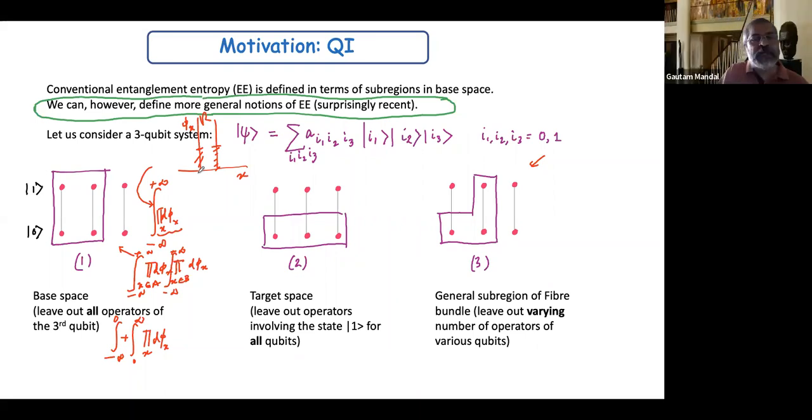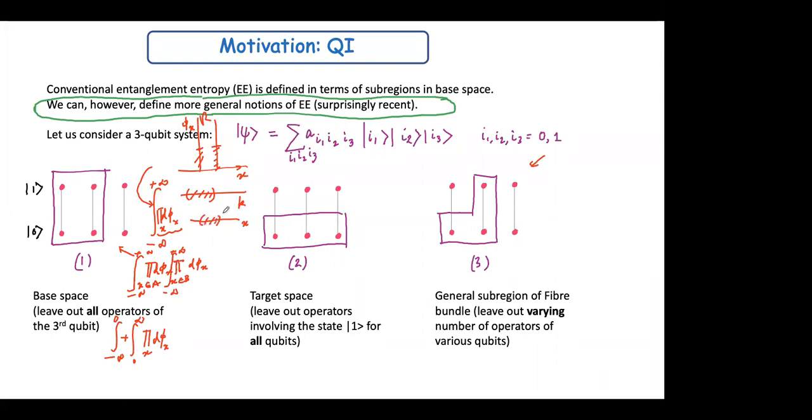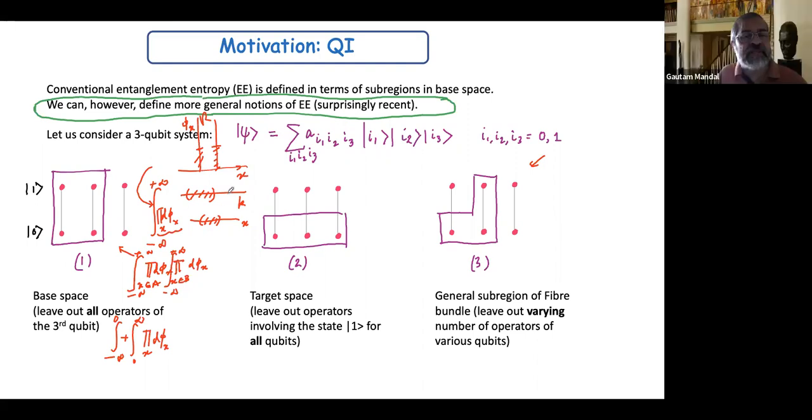No. Momentum space is still the base space. So instead of the x's, you are doing k. And then let's say you are interested in a subregion of k space. So the base space entanglement entropy that I talked about here uses x space. Yeah, like that. However, the d phi k integrals still go from minus infinity to plus infinity.